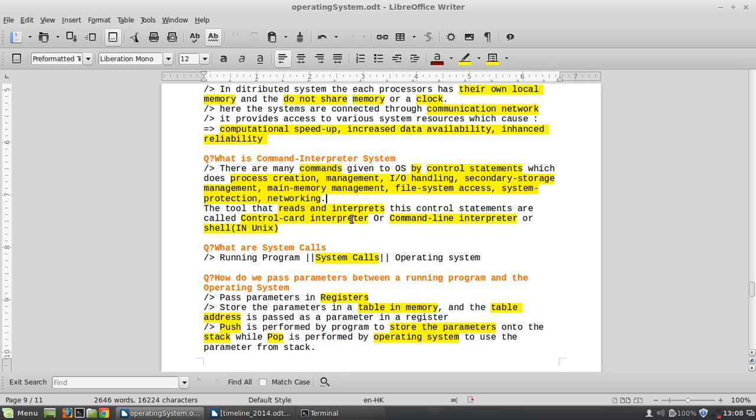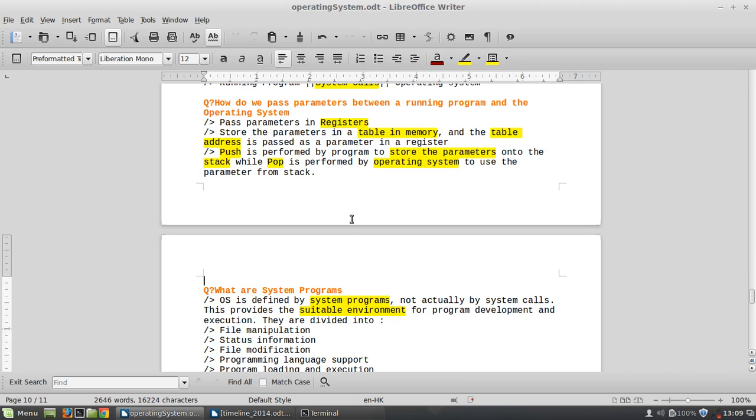System calls act as an interface between a running program and the operating system. All the running programs which the user can access can communicate directly with the operating system, and this is possible only through system calls. So how do we pass the parameters from the system call to the operating system then?